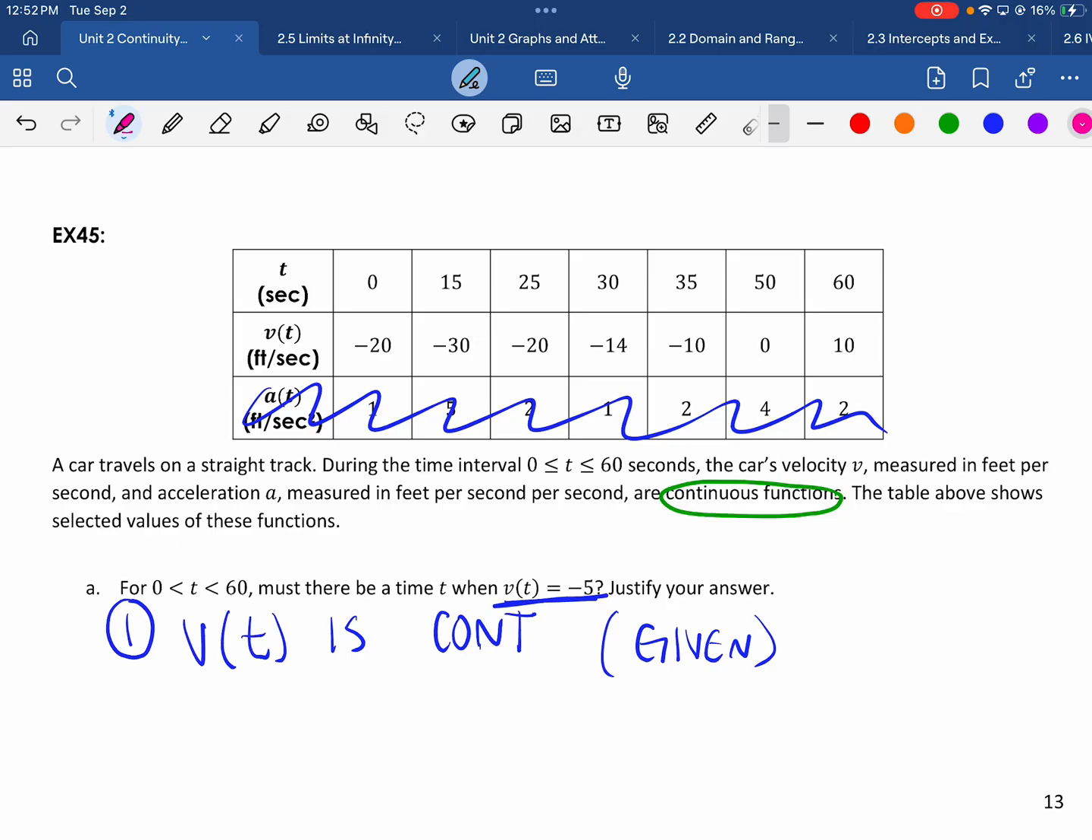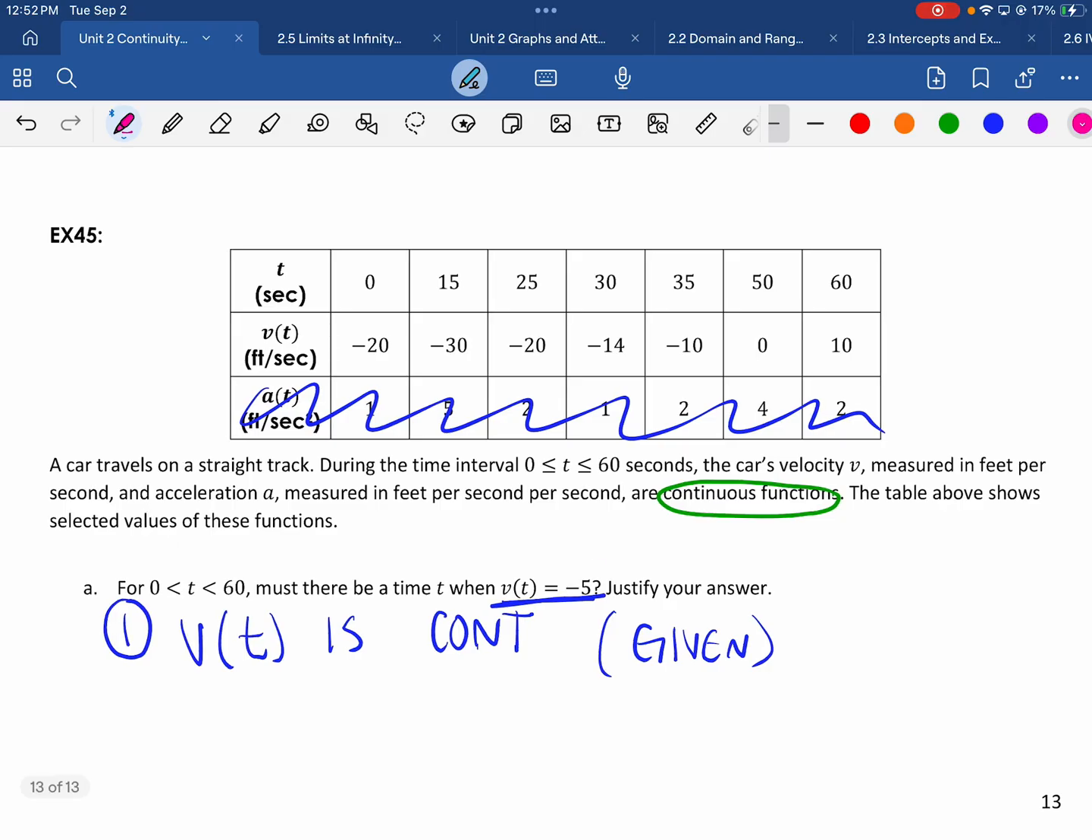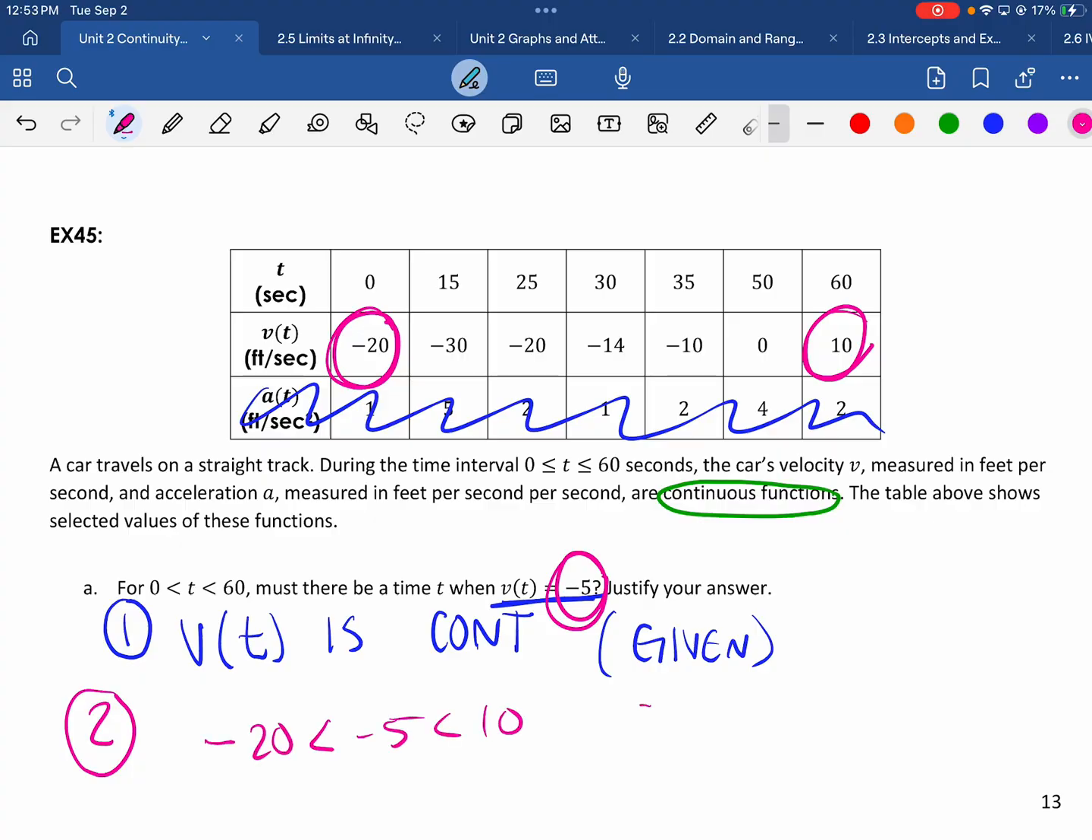Okay, so now what point are you trying to prove exists? -5. And is -5 between -20 and 10? Yes. So my second part here is -20 is less than -5 is less than 10. So yes, v of t equals negative 5 exists by IVT. You have your two conditions for IVT. You have to show continuity. You have to show that your point is in between your other points. And then you can answer your question and reference your theorem. Hooray. All right, y'all feel good about IVT?